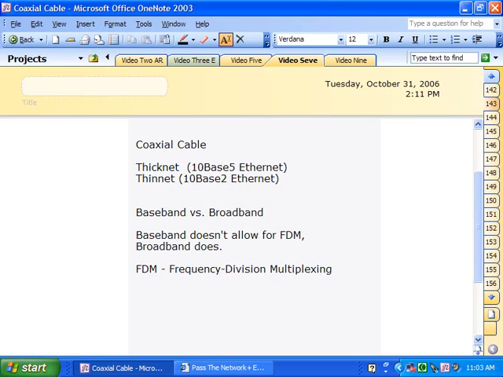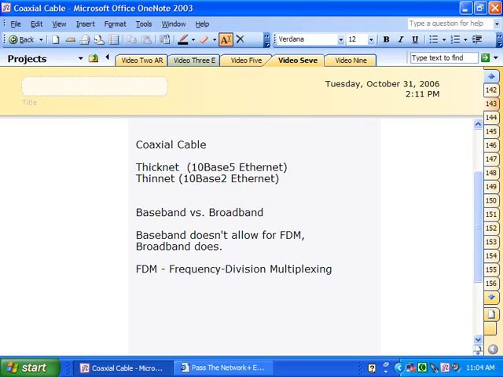Now here, we've got that word base, and what that means is baseband transmission. And again, you don't hear too much of that anymore because broadband has really taken over. So let's compare baseband and broadband for a moment here. Baseband transmission does not allow for FDM, which is frequency division multiplexing, and broadband does. And you're currently thinking, well, Chris, that's great, but what the heck does that mean?